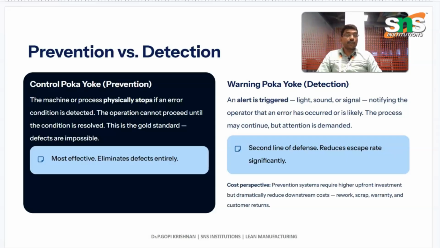And once the signals are received, the operators will get the intention to find the sources of error that could happen or that is going to happen with the system, and it provides some kind of alarming system or alert system so that the failure can be eradicated and the process can be continued. It is the second line of defense. It reduces the escape rate significantly. From the cost perspective, the prevention systems require higher upfront investment but dramatically reduce downstream costs such as rework, scrap, warranty, and customer returns.